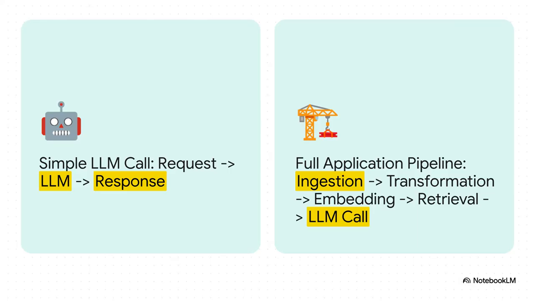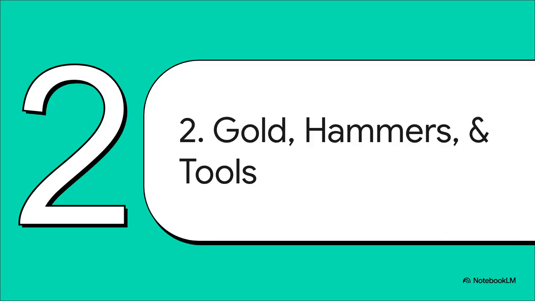And this right here, this is really the heart of the problem. A basic LLM call, it's super simple. Request in, response out. But a real app, that's a whole different beast. It's an entire pipeline. If you want to build a bot that answers questions about your company's documents, you can't just throw the files at it. You've got to ingest the data, then transform it, create embeddings for it, retrieve the right info, and you have to do all of that before the LLM even sees a single word. So, how are we supposed to make sense of all these different pieces?